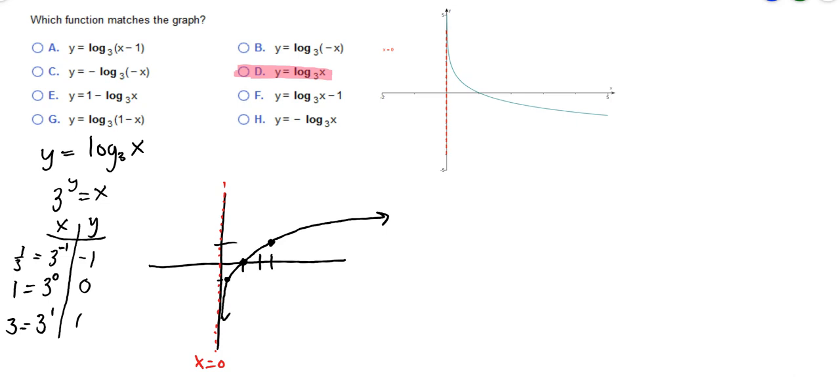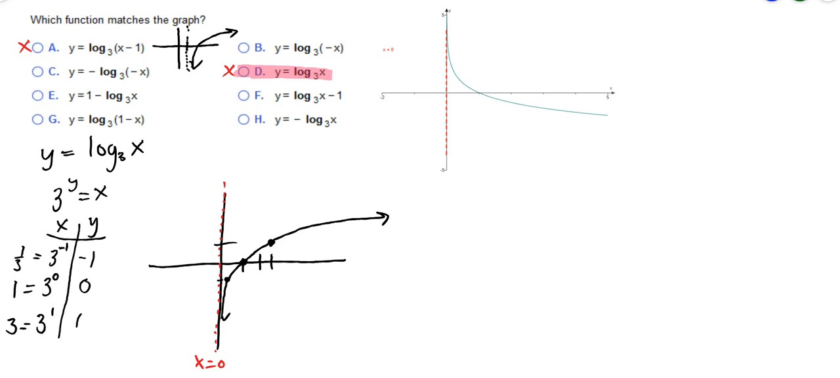So that's what our log base 3 function looks like, and you can see that that doesn't match the graph we're trying to match here. But maybe one of these transformations will. So looking at answer choice A, that -1 shifts the graph right 1. So instead of the vertical asymptote being at 0, it's now at 1. But the basic shape will be the same, so you can see that that doesn't match this one.